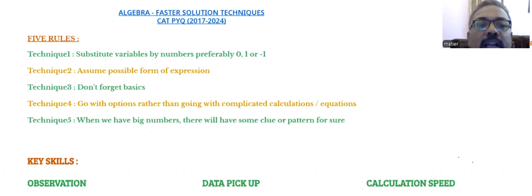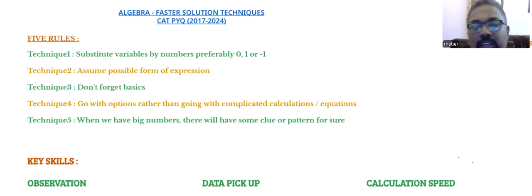Second technique, assume possible form of expressions. In case of function-based questions, this will help you, right? When you don't know the exact function, but you know that it is either quadratic or linear, then in that case, you can go for possible assumption. And in one day, you cannot develop it, but through some practice, through some observation regarding the questions in previous year papers, you can develop the skill, what kind of expression it should be.